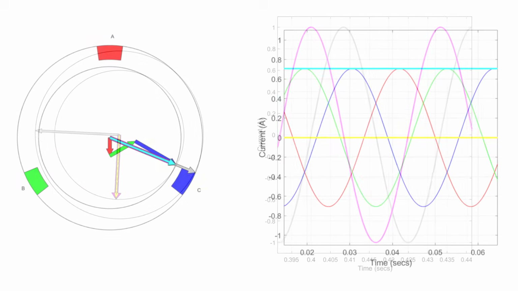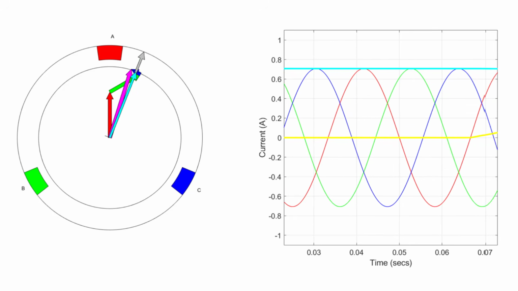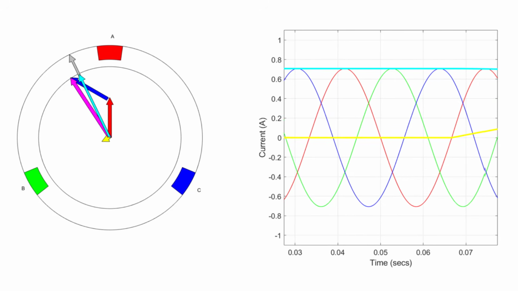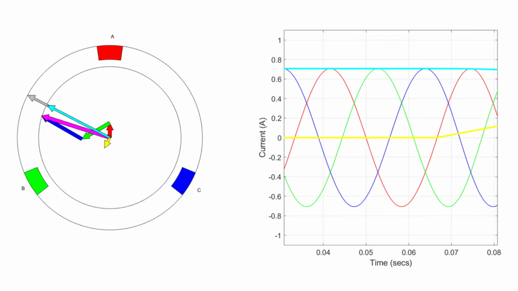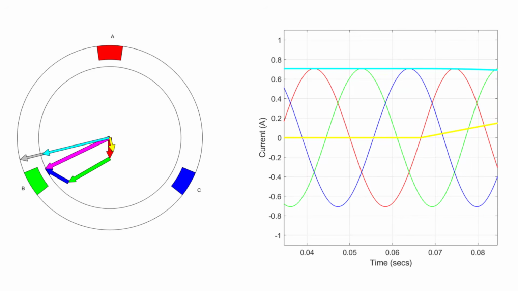Next, we'll look at this animation to understand how the three-phase currents are changing to keep the stator field orthogonal to the rotor field. We'll pause here and discuss what the different colored vectors represent. The red, green, and blue vectors represent the phase A, B, and C currents. The sum of these vectors give us the stator field vector.